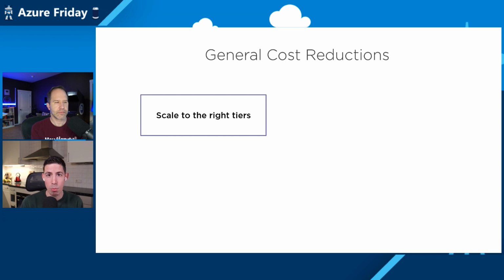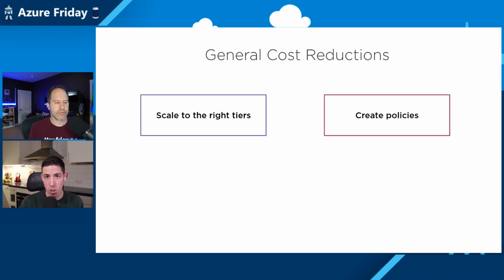So like you just spoke to already, Scott, you need to right size. So scale to the right tiers. Use auto scaling as well wherever possible. So whenever your service is idle or underutilized, you scale back to a tier that costs less. You can also create policies. And this is a very interesting thing as well.